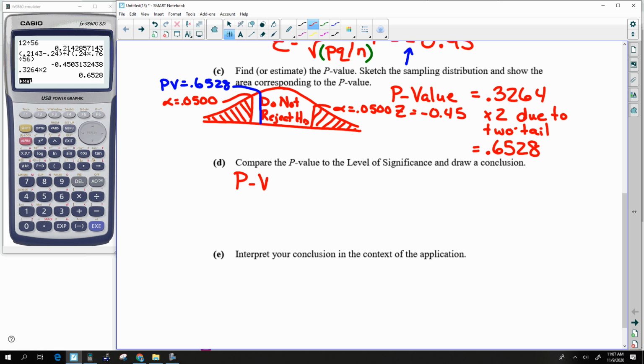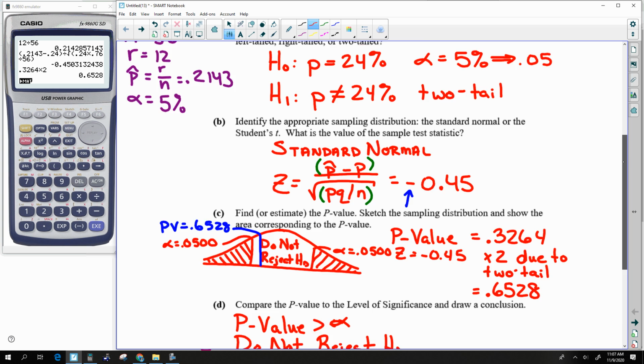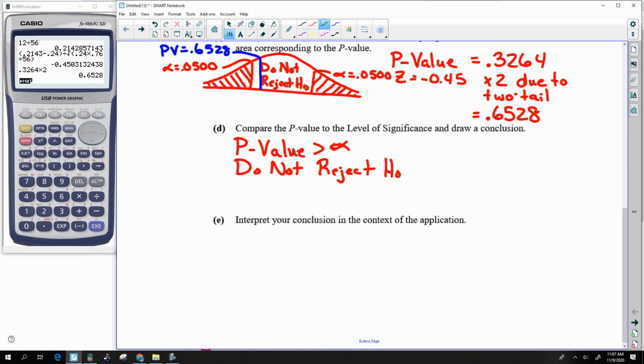So that means that the p-value is greater than the alpha. That means do not reject H0. That means we do not have enough evidence to say H1. H1 says the probability is not equal to 24%. So we do not have enough evidence to say H1.